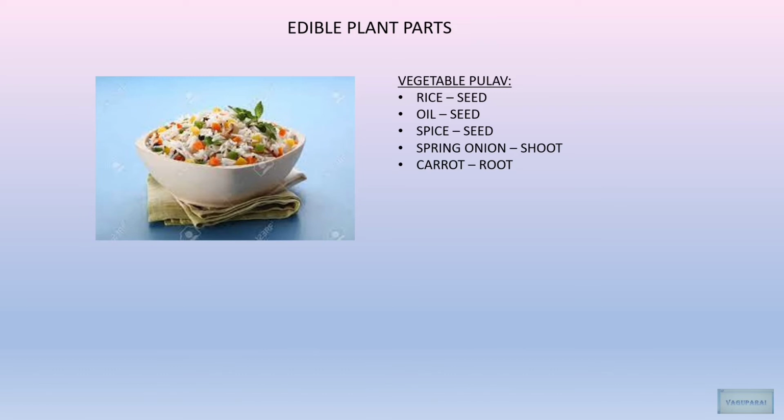We have already seen what an edible plant part is. Now, for example, let us take vegetable pulao. The ingredients used are listed below. About five of them are listed, like the rice, oil, spice, spring onion, and carrot. Now, which part of the plant are these? Rice is seed, oil again from seeds, spice again from seeds, spring onion is the shoot, and carrot is the root.